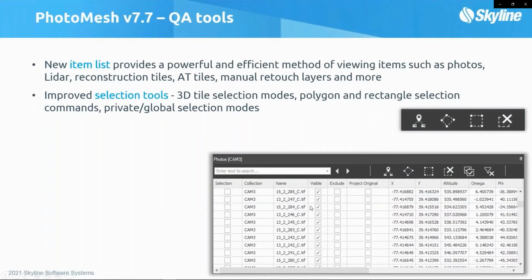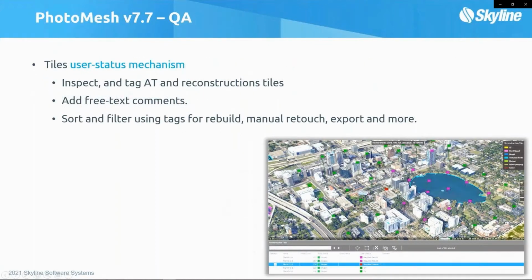So for the QA tools, some of which I covered a little bit, everything now comes in an item list. And there are different selection tools, as well as changing tile status, the ability to tag tiles or add comments, as well as sort or filter based on what is required, let's say for a water polygon rebuilding or retouch, or just somebody confirming they approved the area and it is okay for them to fill out.